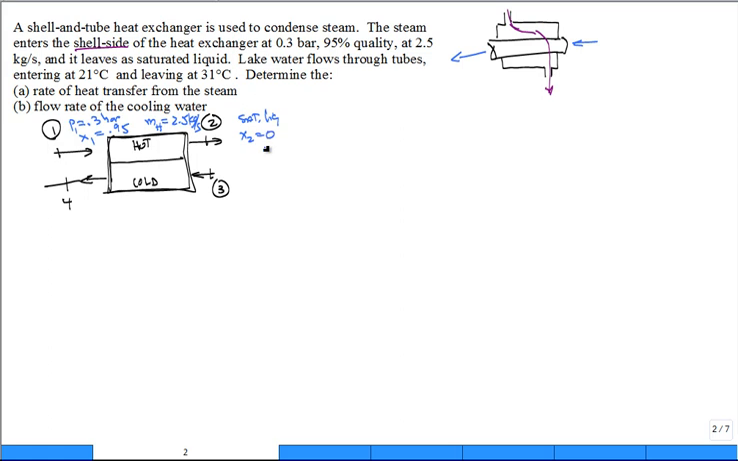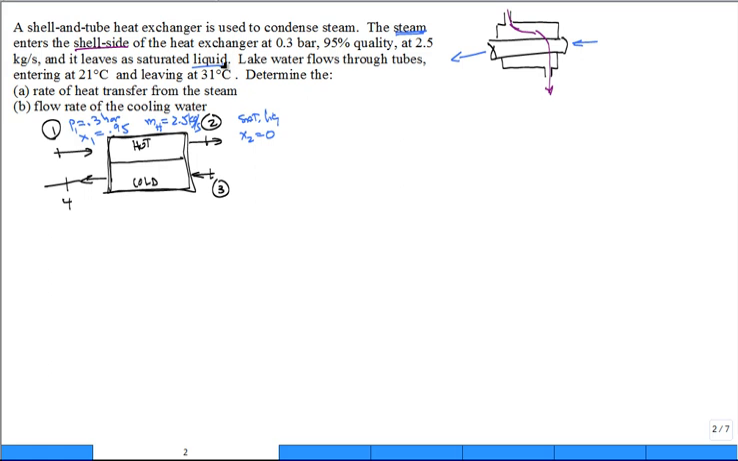Okay. Why did I just say that the fluid that's condensing, the steam that's on the shell side, that condenses. It goes out as saturated liquid, right? Why is that the hot fluid? Wouldn't that be the cold fluid?